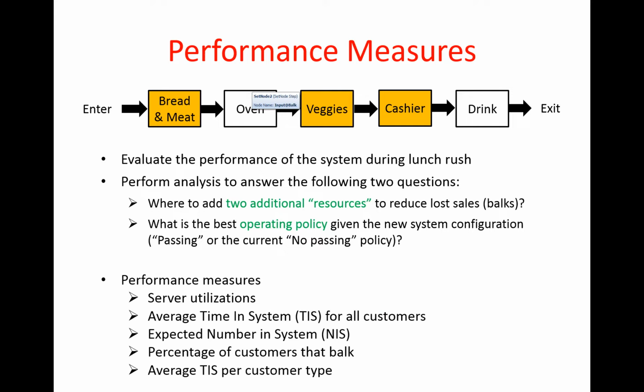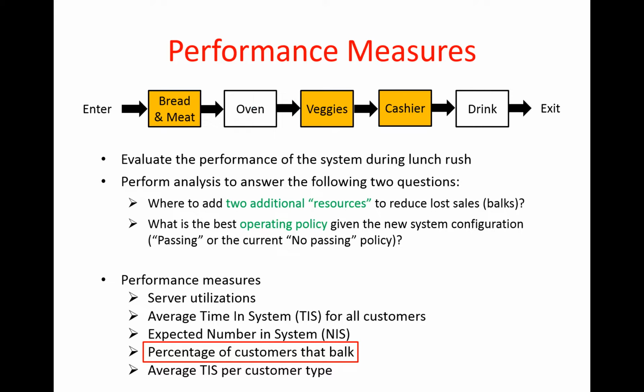The performance measures will remain the same. So we're going to use server utilizations, average time in system for all customers, expected number in system, percentage of customers that balk, and average time in system per customer type, in other words, cold and hot sandwiches. But we will primarily use the percentage of customers that balk to compare different scenarios or system configurations.